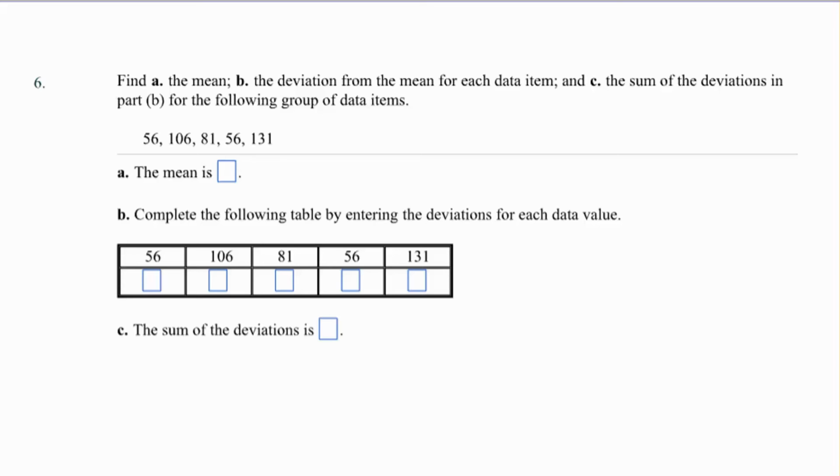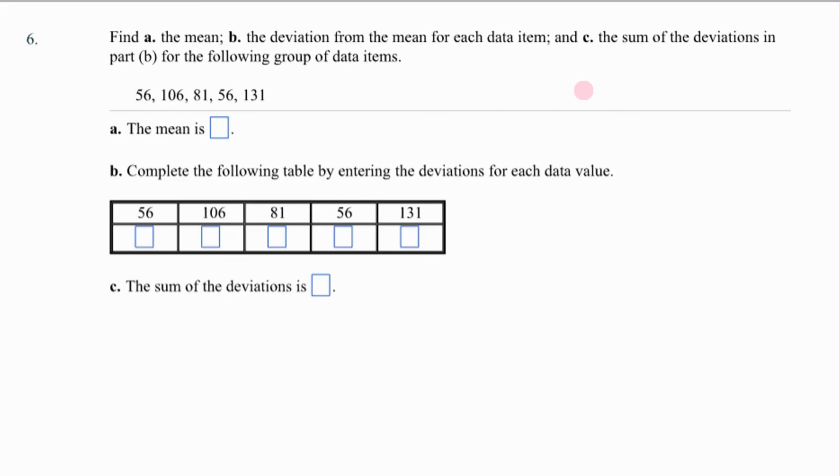All right, in this one I have one extra step. I have to find the mean, the deviation from the mean for each data item, and then the sum of the deviations. I don't have the mean, so I have to calculate it first. So x bar is 56 plus 106 plus 81 plus 56 plus 131, and I'm going to divide it by 1, 2, 3, 4, 5. N is 5. I can do it like this as long as I use parentheses.